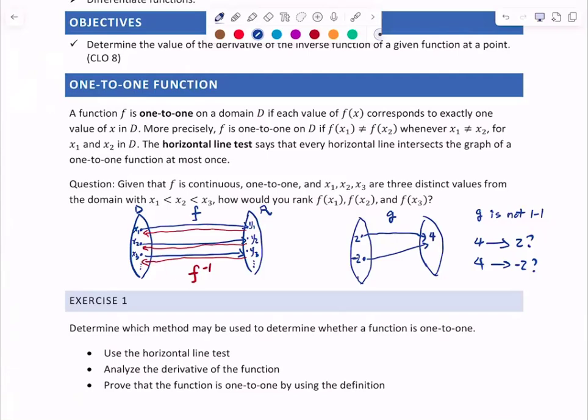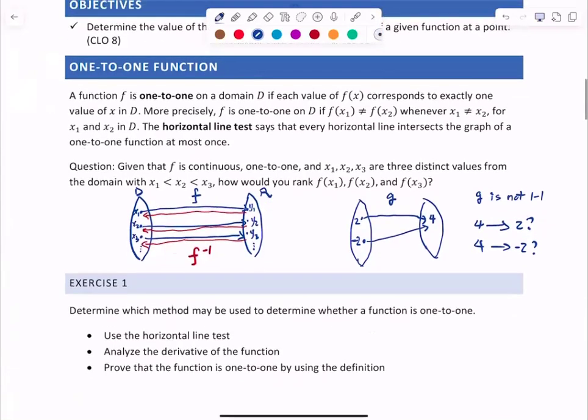All right, I do have a question here. If you have a continuous function, and then you have 3 values, x1, x2, x3, they're all distinct values. I'm not sure if I have a typo here. I think this worksheet I sent to the printer, and then I realized I forgot to type in this condition. So please add it: x1 is less than x2 is less than x3.